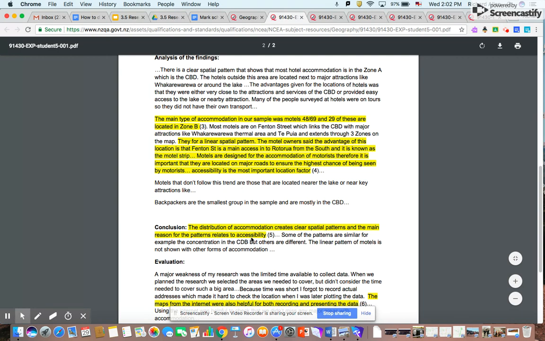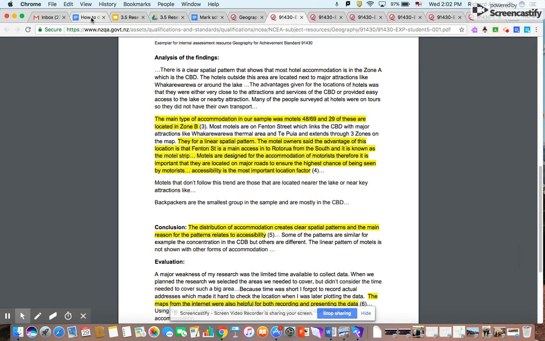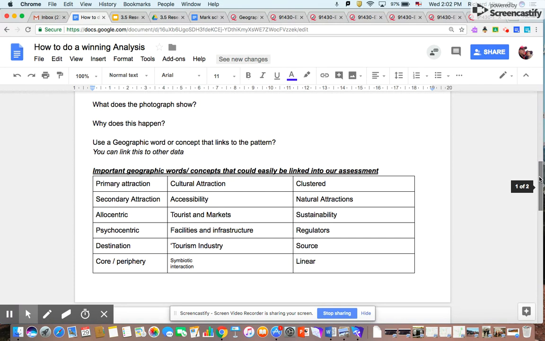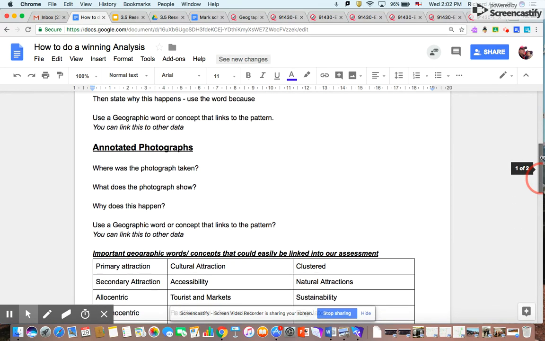They've got a conclusion where they basically find a clear conclusion about spatial patterns, and the main reasons relates to accessibility, which is a geographic concept. It's all pretty clear. They talk about a strength and a weakness. So for this one here, I thought analysis might be a bit of a problem. And here's one here, how to do a winning analysis. So for this one here are some geographic words you should know.